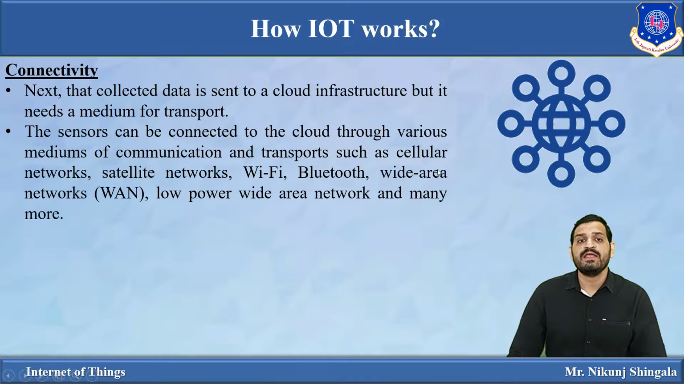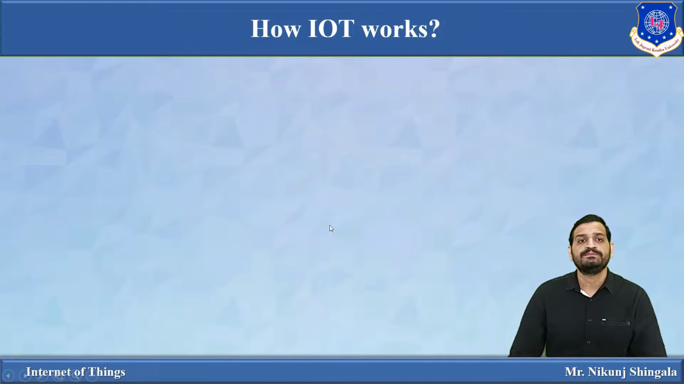The sensor can be connected to the cloud through various mediums of communication and transport, such as cellular network, satellite network, Wi-Fi, Bluetooth, WAN, that is a wide area network, low power wide area network, and many more. Basically, a sensor requires connectivity to transfer the collected data to the cloud, and that can be done by this kind of medium. A number of mediums are available nowadays.